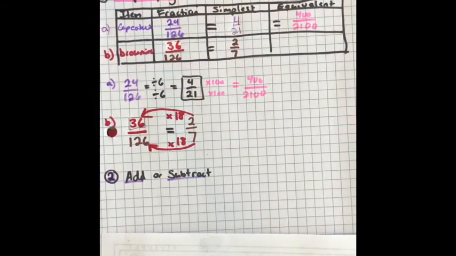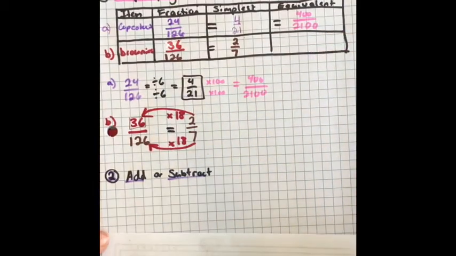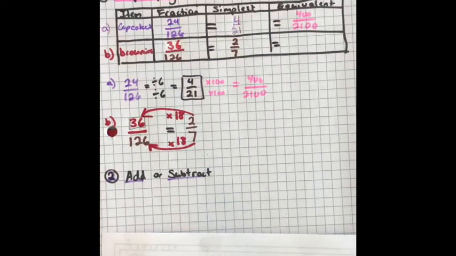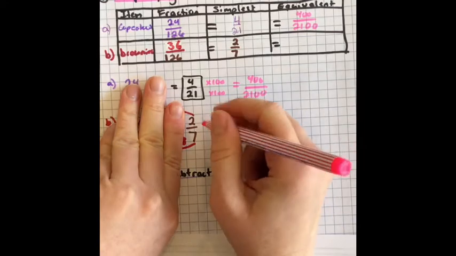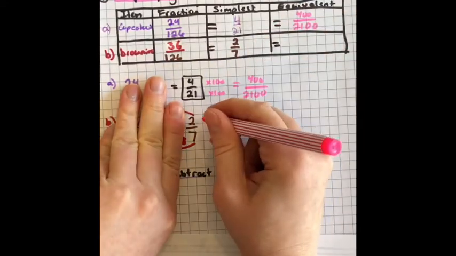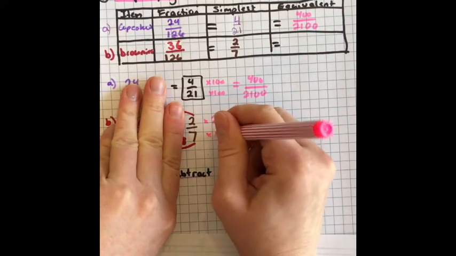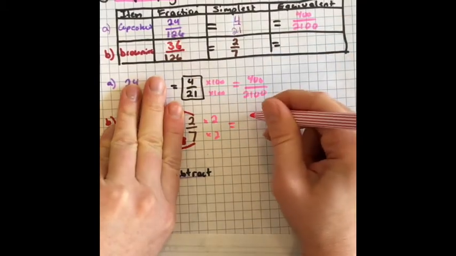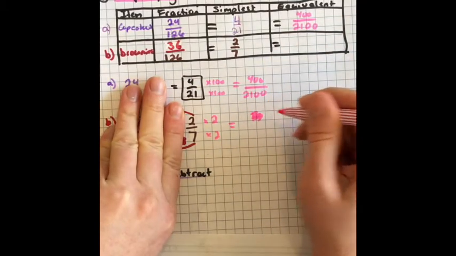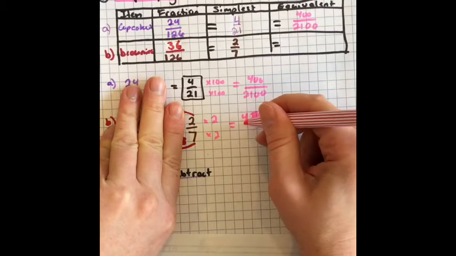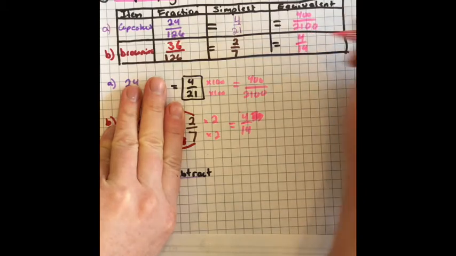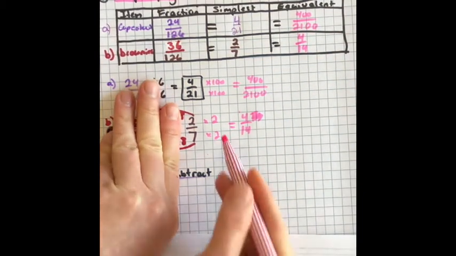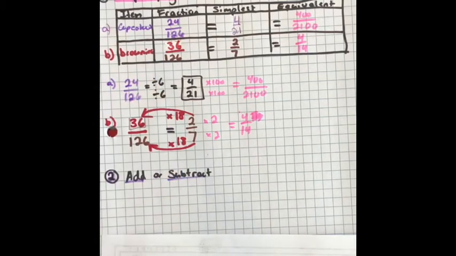And for funsies, make an equivalent fraction. Well, what's an equivalent fraction for 2/7? I can multiply the top by 2, bottom by 2, and I get 4/14. My only goal with that was to make an equivalent fraction just for practice.